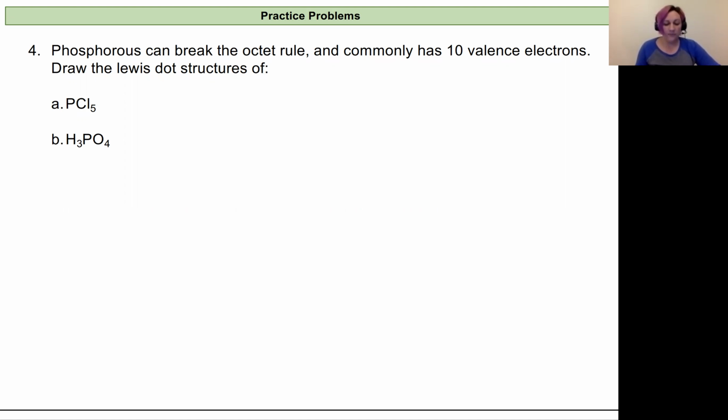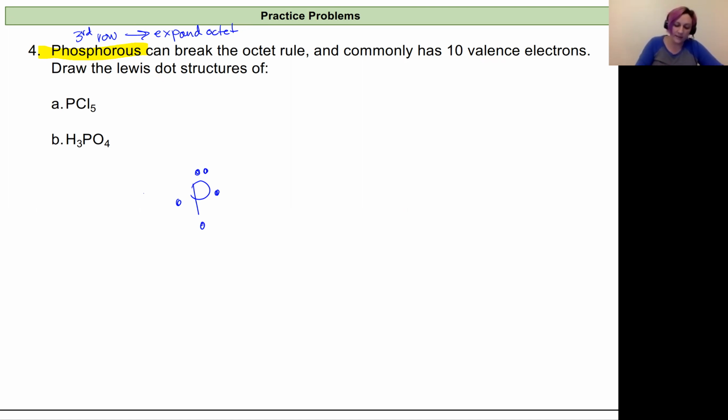Now, phosphorus commonly has 5 valence electrons, but phosphorus is in the third row of the periodic table, so it can expand its octet. So let's walk through each of these. My phosphorus is right here, has 5 valence electrons typically, and I would draw it like this normally. But I have 5 chlorine atoms, and it's a neutral molecule, so I can't add electrons or take electrons away, and I have to make this work somehow.